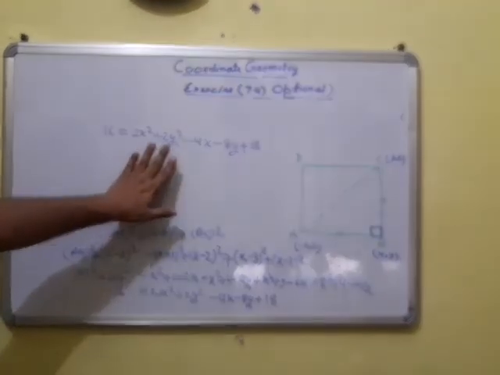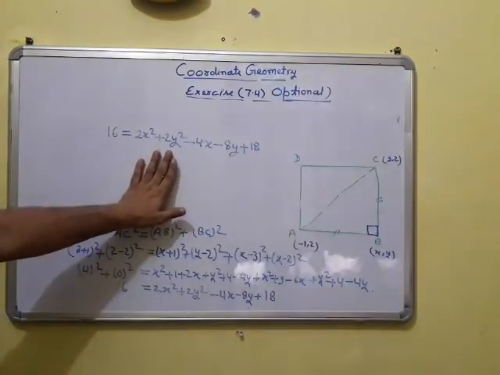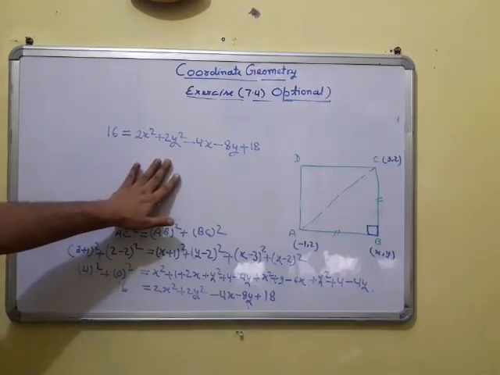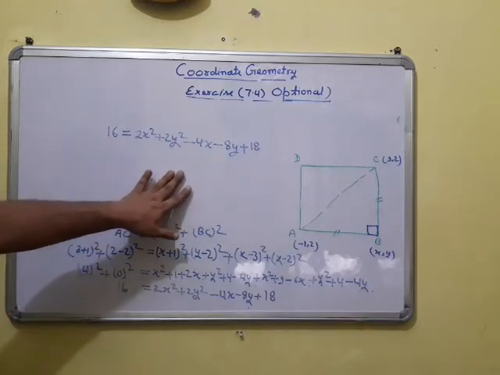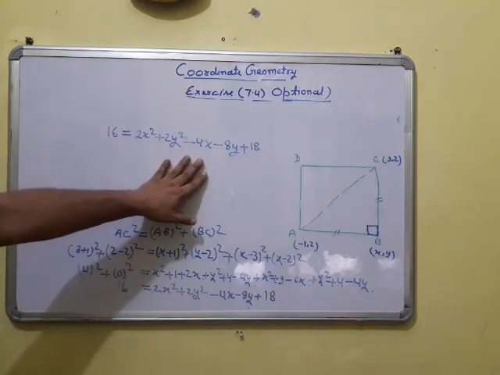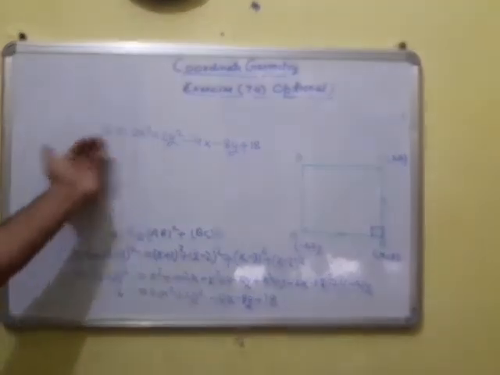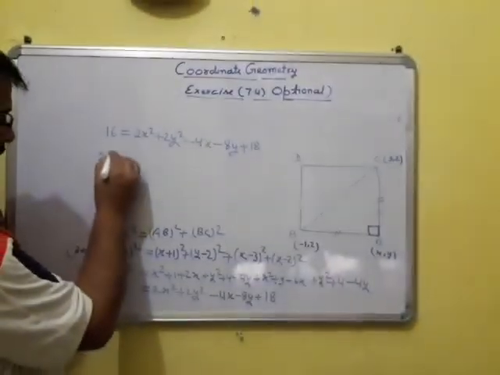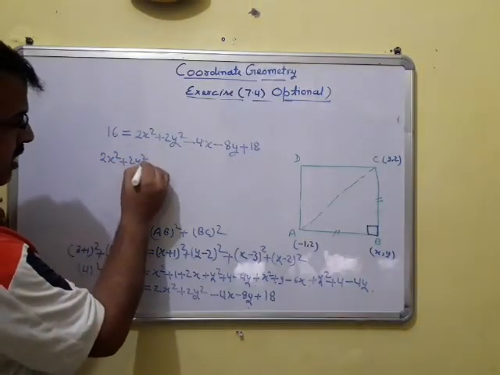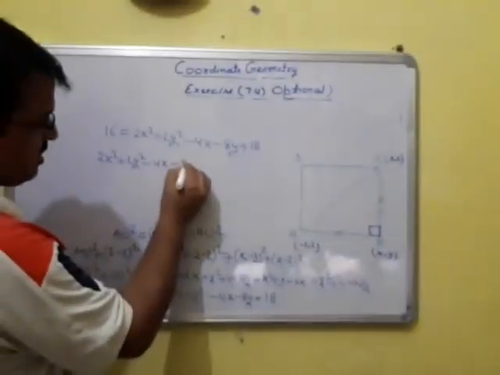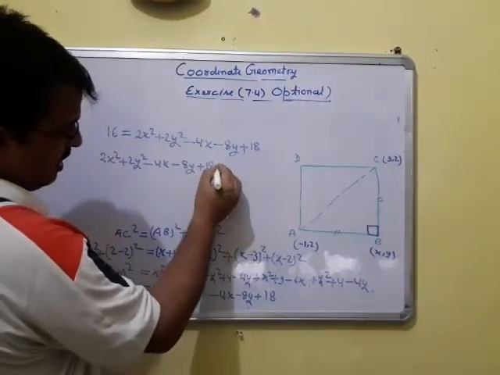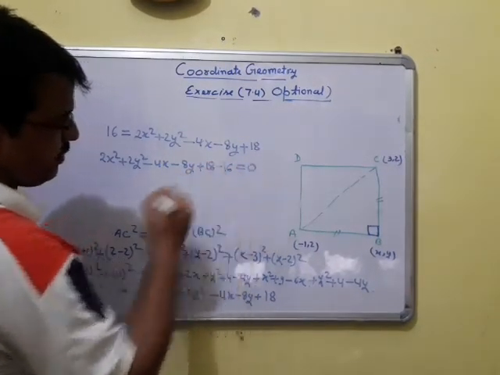And now we find the value of y. So what to do? X value is given here. X की value हमें दे रहा है. Clear? अगर हम इसे चाहें तो और इजी कर सकते हैं. This one is 2x square plus 2y square minus 4x minus 8y plus 18, and this one is plus 16. Bring both to one side, minus 16 is equal to 0.